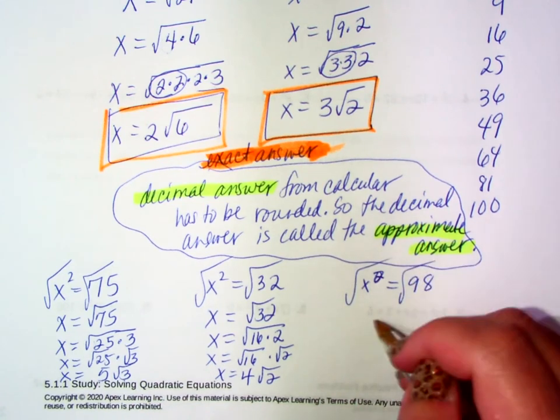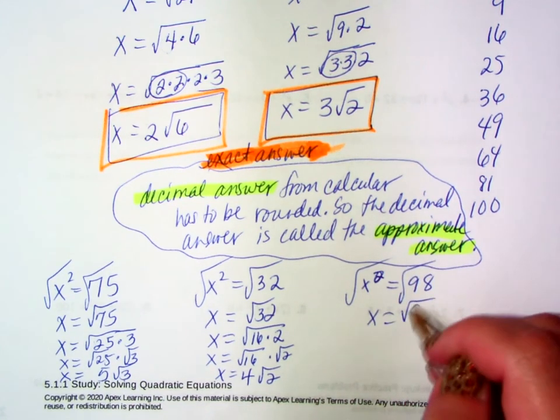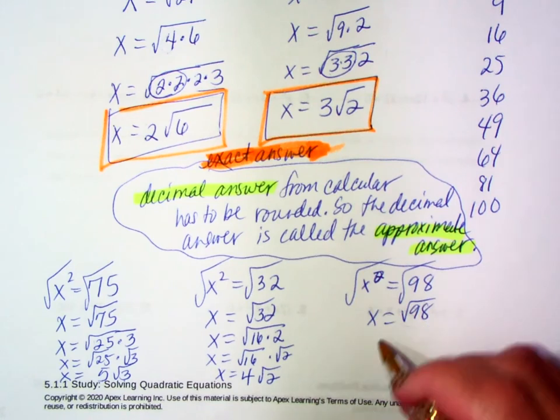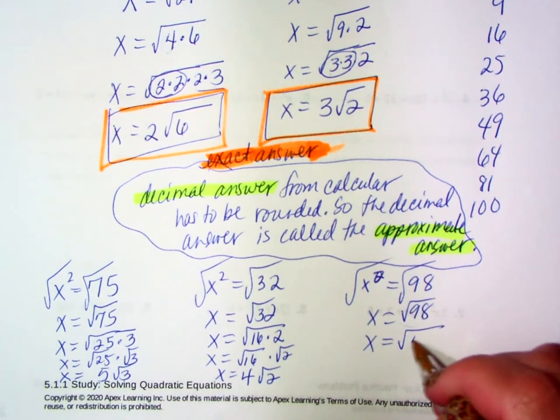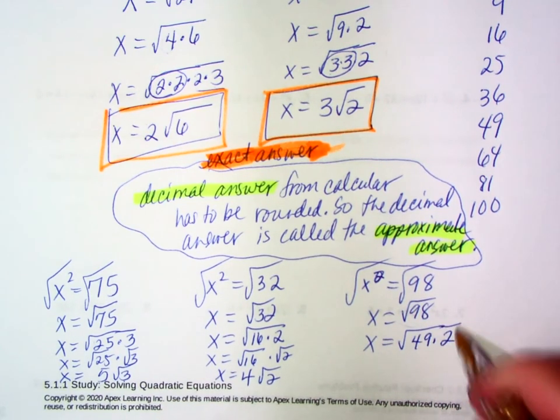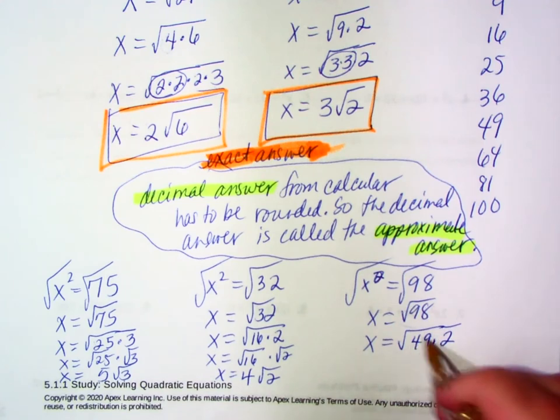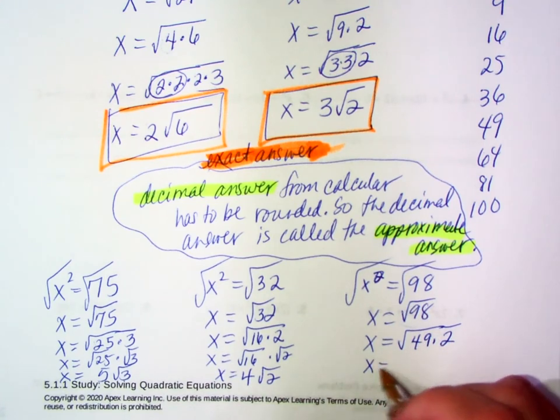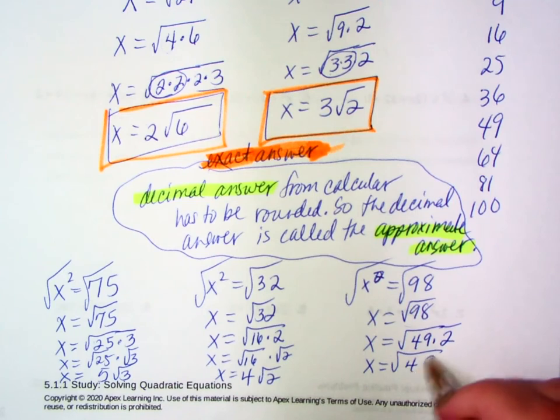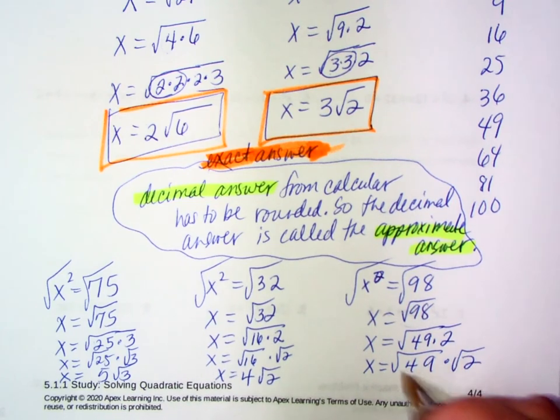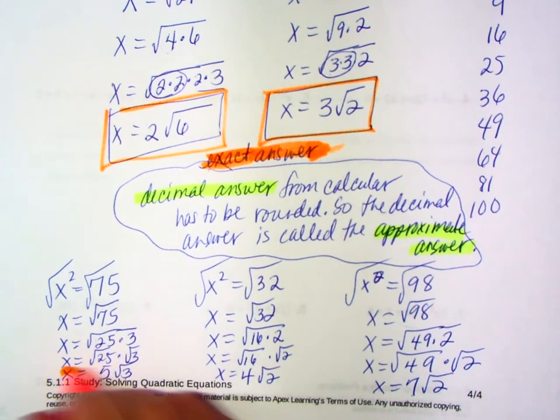Square root of both sides here. x is equal to the square root of 98. Oh no, it's not a perfect square. Let's break it up into factors. Notice that 98 could be written as 49 times 2. There's my perfect. I can take the square root of 49, and root 2 cannot be simplified, so it just stays underneath. So 7 root 2 is my simplified answer, my exact answer, my simplified radical.